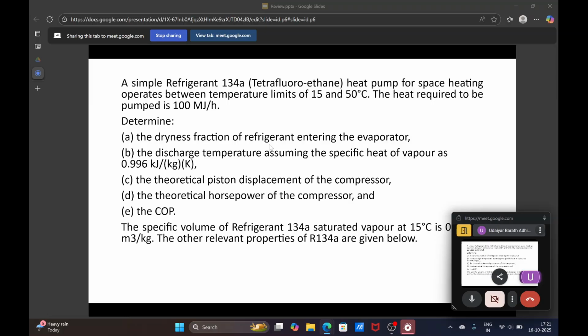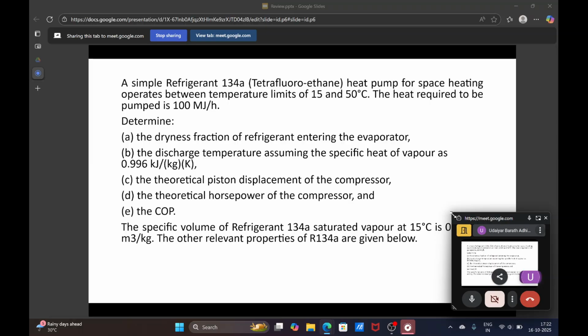So you have a simple refrigerant R134A heat pump for space heating, operating between temperature limits of 15 and 50 degrees Celsius. The heat required to pump is 100 megajoules per hour. Determine: A, the dryness fraction of refrigerant entering the evaporator; B, the discharge temperature, assuming the specific heat of vapor as 0.996 kilojoule per kg Kelvin; C, the theoretical piston displacement of the compressor; D, the theoretical horsepower of the compressor; and E, the COP.